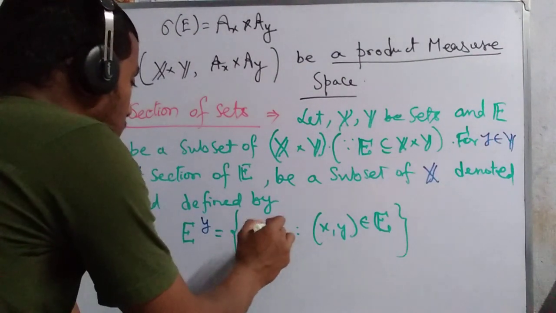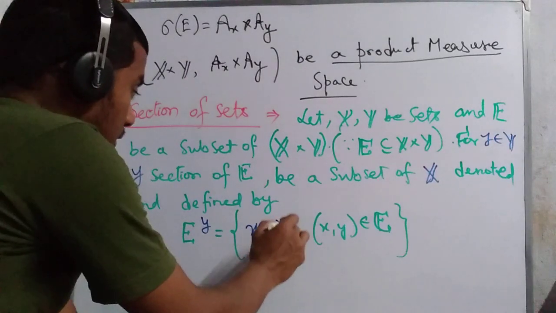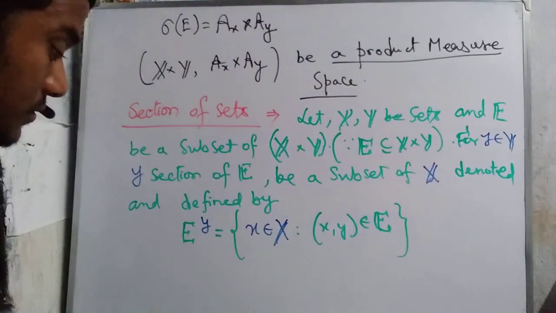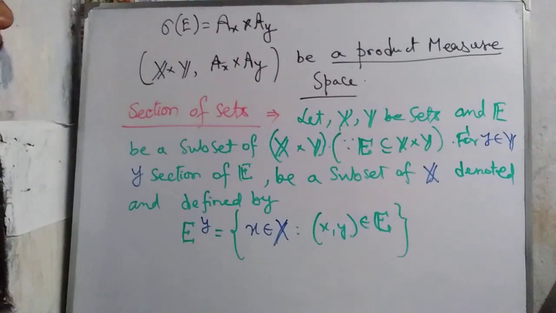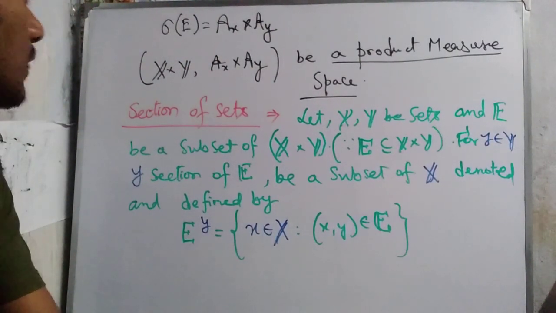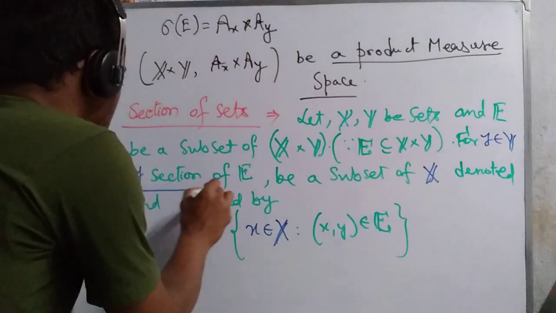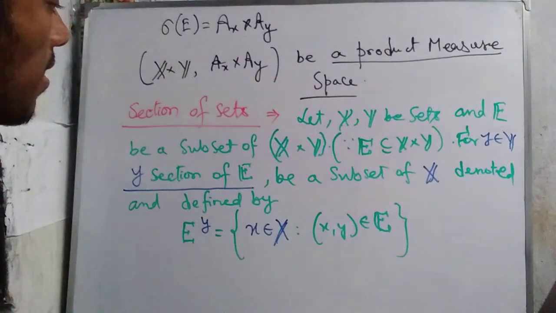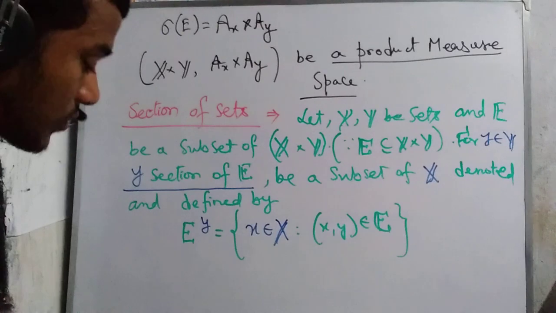E^y equals the set of x belonging to X such that (x, y) belongs to E. Then this one is the y section of E, a subset of X, denoted and defined by this.